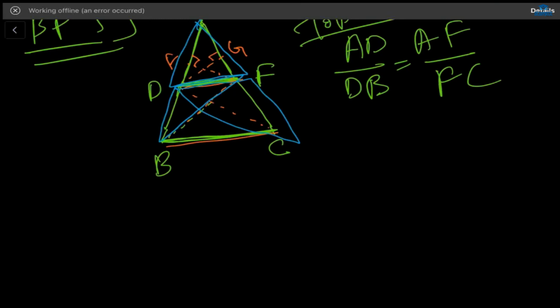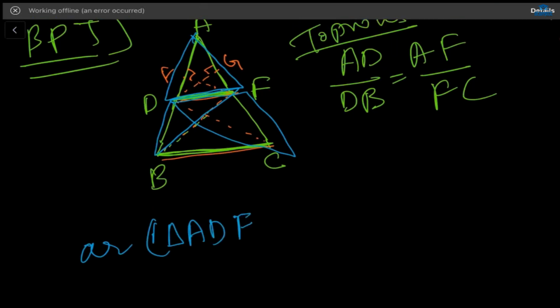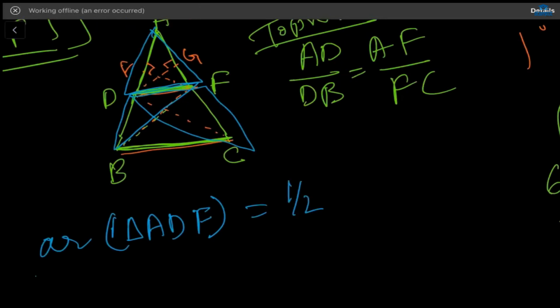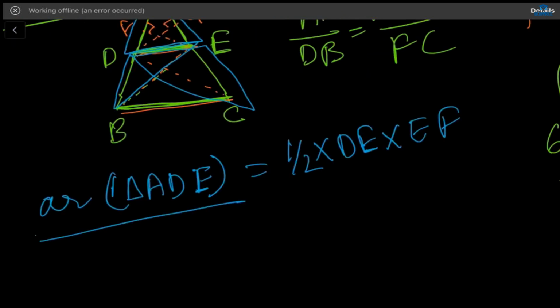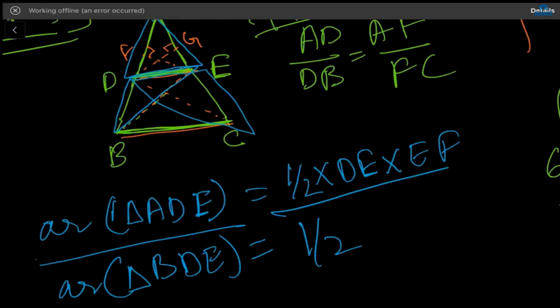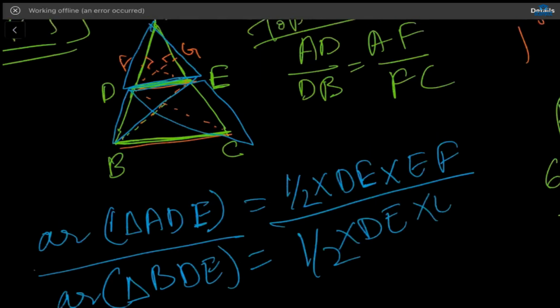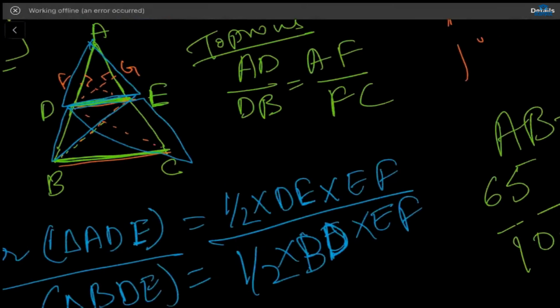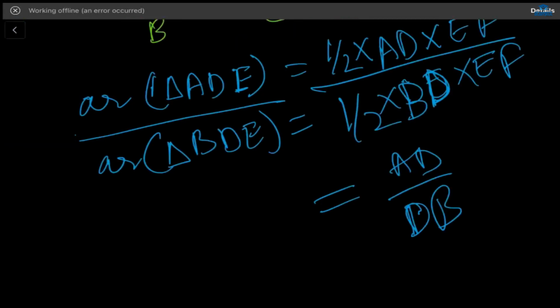So if you see the ratio of the area of triangle ADE, then it will be half base into height. Half base will be your DE into height, which will be, sorry, it is F is here, so it is EF. Now if you take the ratio of the area, the next triangle that we are taking is BDE. Again half base into height, the base is BD, and the height is the same. So what you get is AD by DB. Okay, AD by DB. Till here everybody understood?